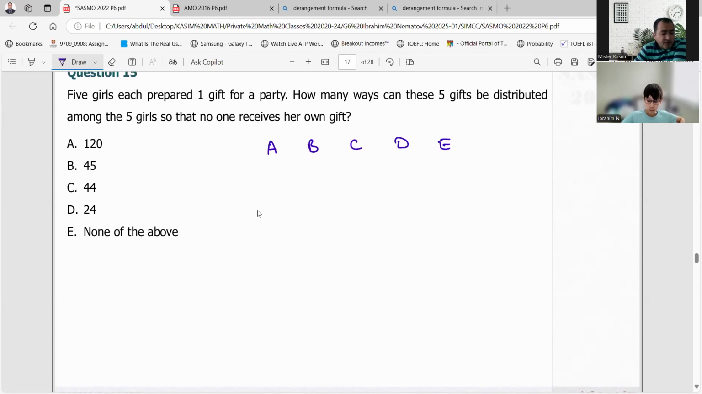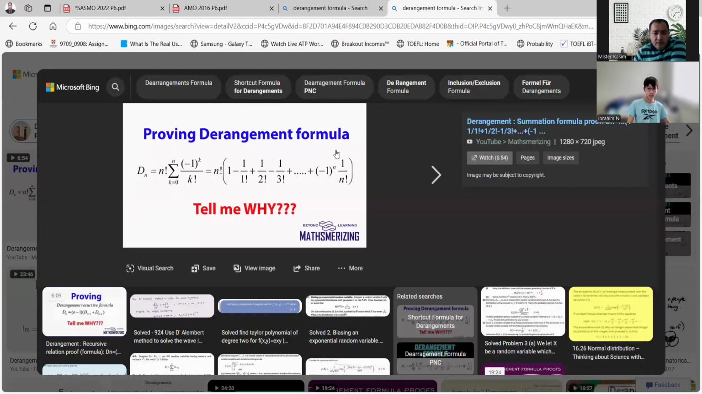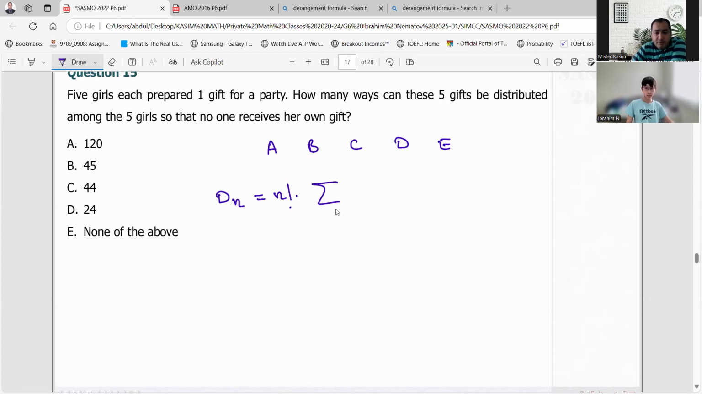So now let me write the formula one more time. We call it the derangement, right? That is equal, in simple notation, to n factorial times sigma. Sigma means a summation, where k is changing from 1 to n. And what else do we have here? We have -1 to the power of k over k factorial.